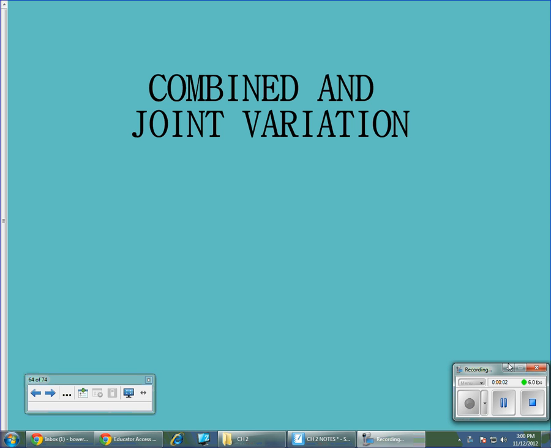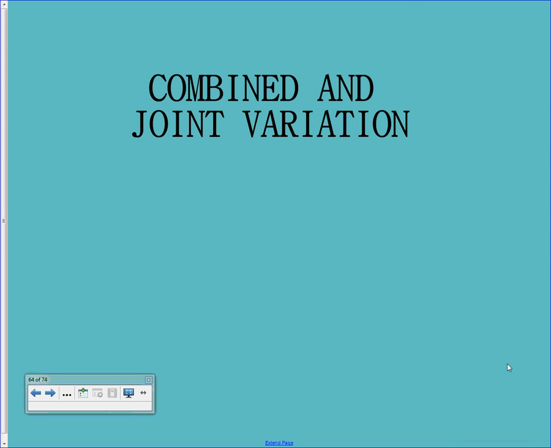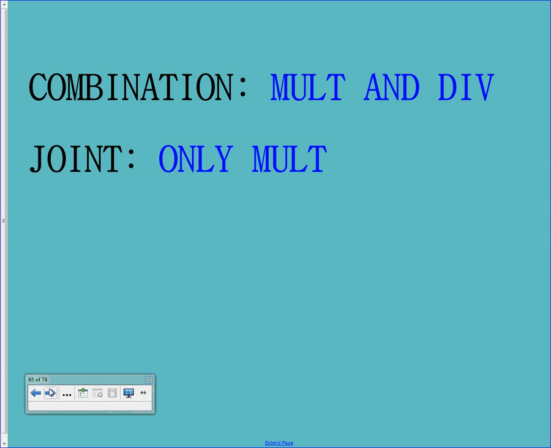Section 2.9 is about combined and joint variation. So what we're going to do at this point in the chapter is take our direct variation and our inverse variation and put them together in one equation, because most of the time you have more than one factor in an equation. So the term combined variation means when we have multiplication and division going on, and joint variation means when we only have multiplication. So those are your two terms for today.